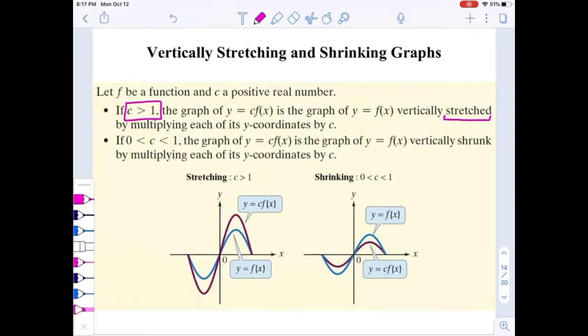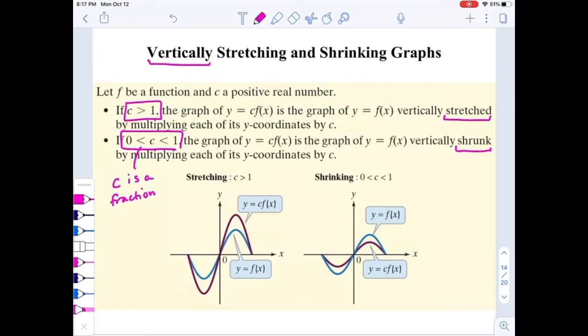Stretching, and we're talking about vertical stretching, means that we're making it go higher or lower, up and down. The next thing says if 0 is less than c, which is less than 1, meaning that c is a regular fraction, not an improper fraction, a fraction that falls between 0 and 1, like 1/2 or 1/3 or 3/4. So if c falls between 0 and 1, the graph of y equals c times f of x is the graph of y equals f of x vertically shrunk, meaning we're making it smaller, by multiplying each of its y coordinates by the c value.